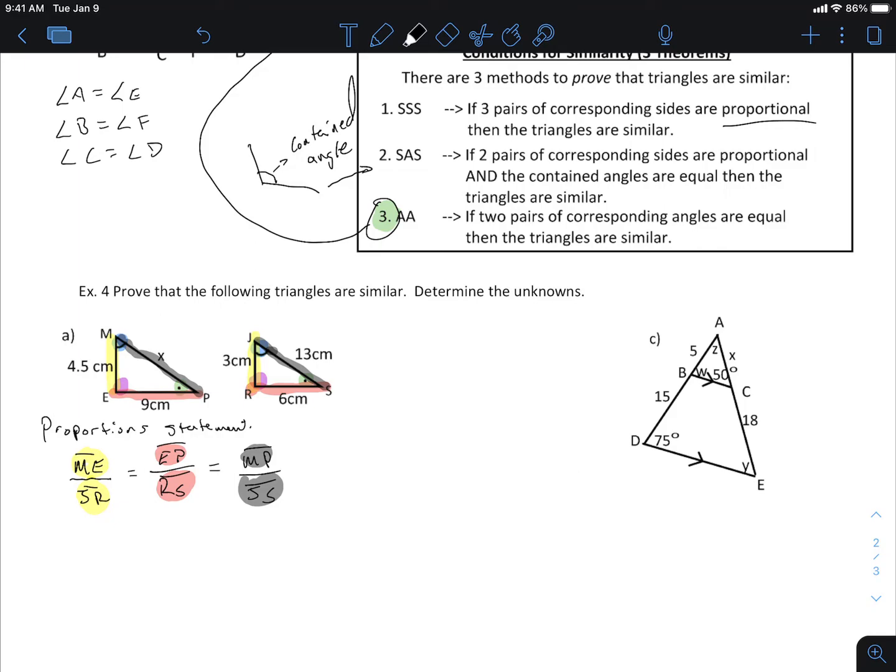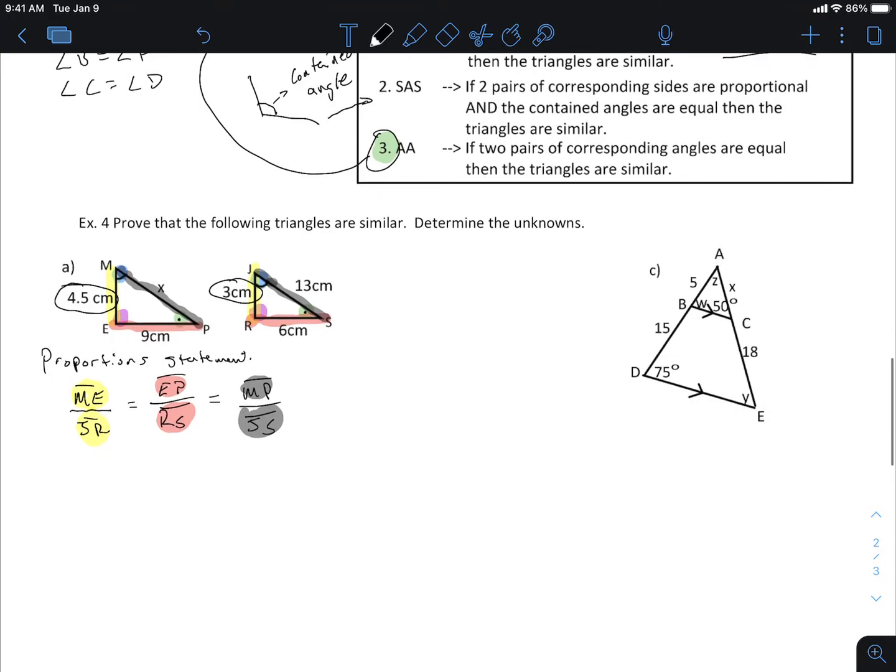And you can see that if these two triangles are similar, I should get something in common across all of those. The thing in common is what I'm going to find now. I know what the yellow pieces are, so why don't I just plug them in and see what I get? I could take the numbers and plug them into their corresponding spots. So I could say ME is 4.5 and JR is 3.